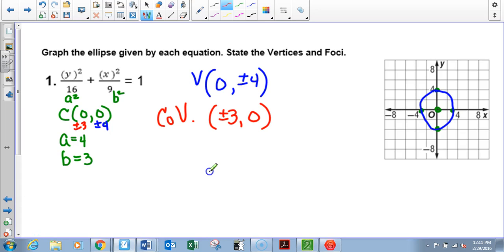Okay, we graphed it. We found the center, the vertices, the co-vertices. What is the other weird thing we have to find? Yes, the foci. Okay? And the foci are a squared minus b squared equals c squared. Now, is a 16?